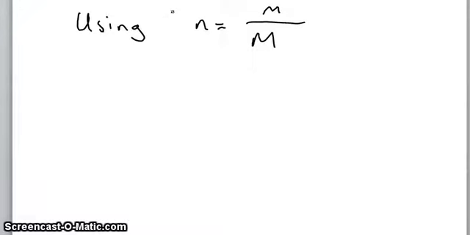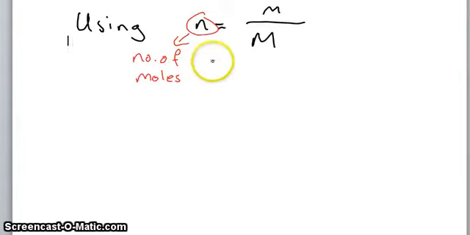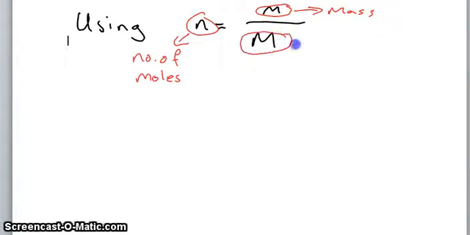To use the formula n equals m over M, we have to actually understand what each of these bits mean. The n here is the number of moles. The number of moles is the number of individual atoms. However, because the atoms are so small, we've taken a big number and we've said we'll make that 1. So the number of moles is that. This is the mass that we are given in grams, and this is the molar mass in grams per mole.